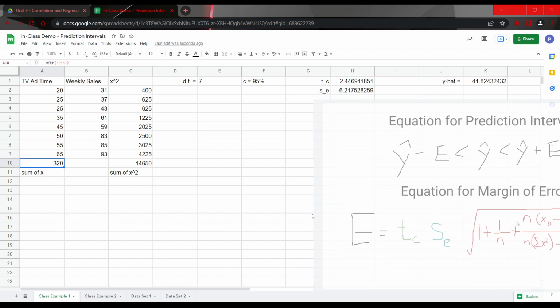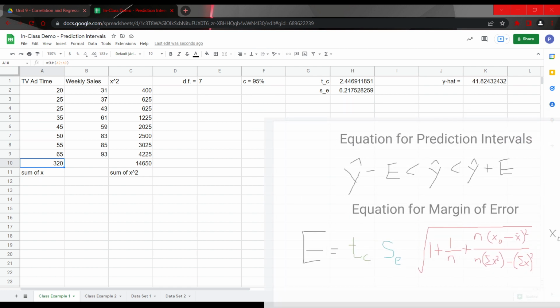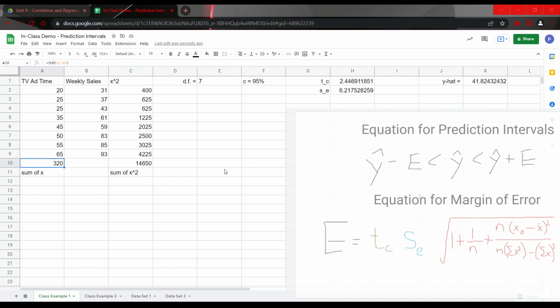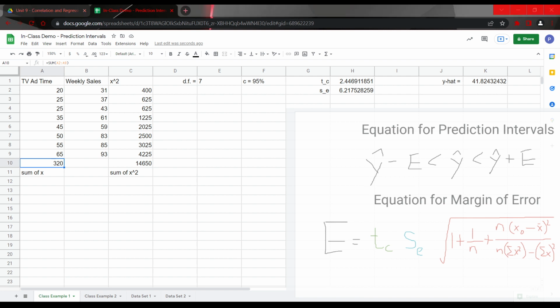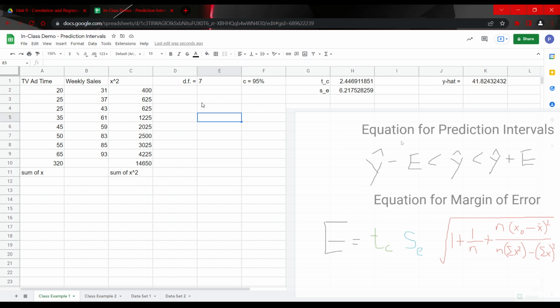I'm gonna go back to this formula. All right. And so we already have TC and SE. And so all we need to do now is to calculate the square root number that is in red. So first, 1 plus 1 over n, I'm not too concerned about that. Let me also make sure that this is not 7. This only goes to A2 to A9. There we go.